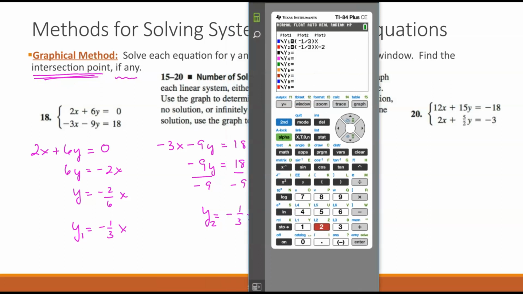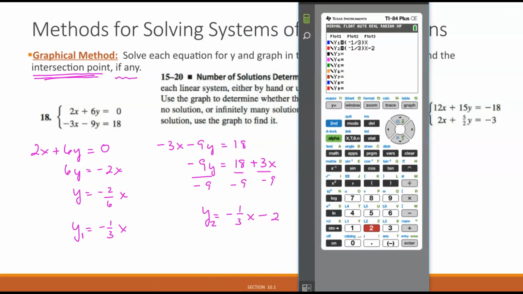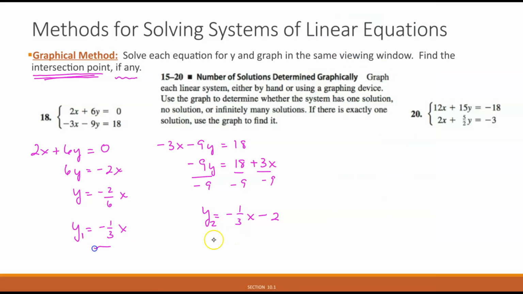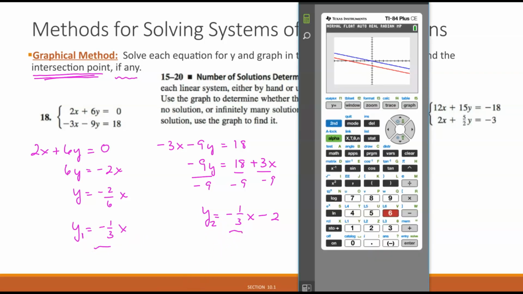Okay, so I've already put these in, y1, y2. We're going to do a zoom standard. Let's look for an intersection point. We see that these lines are parallel. They have the same slope. Since the lines are parallel, where are they going to intersect? They're not going to intersect at all, and so we would have infinite solutions.